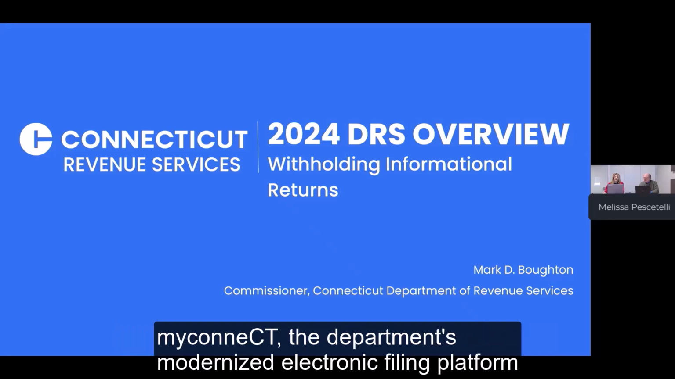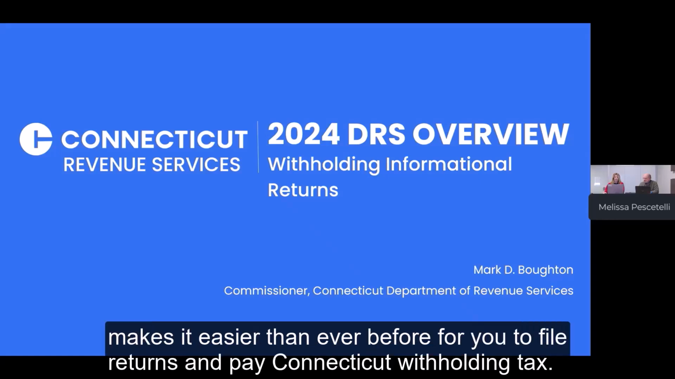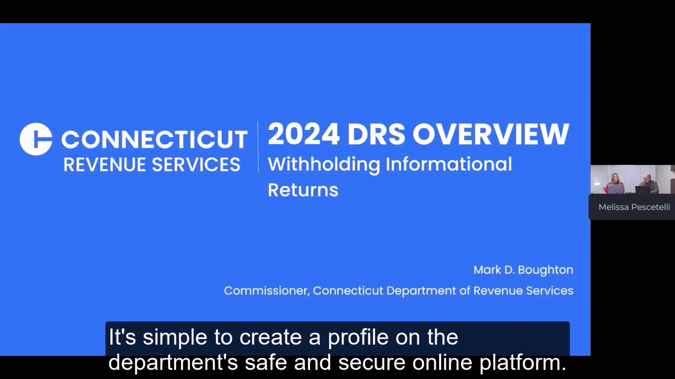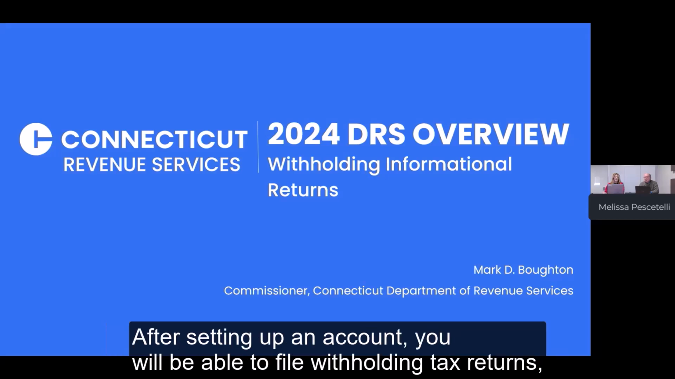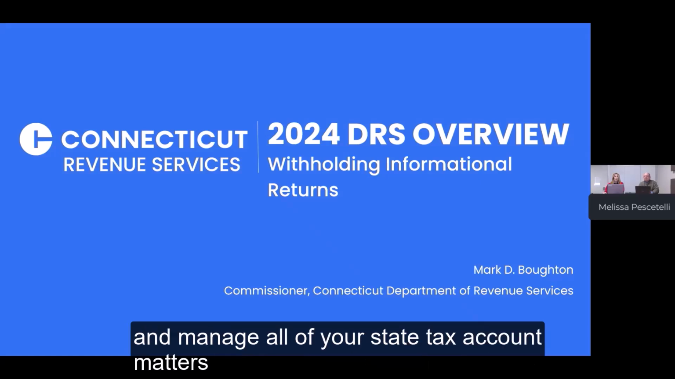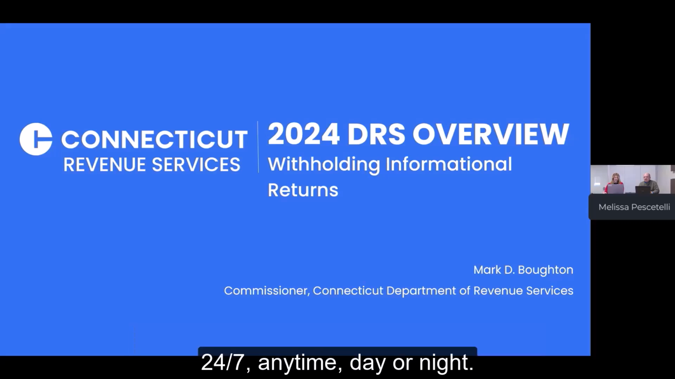MyConnect, the department's modernized electronic filing platform, makes it easier than ever before for you to file returns and pay Connecticut withholding tax. It's simple to create a profile on the department's safe and secure online platform. After setting up an account, you will be able to file withholding tax returns and manage all of your state tax account matters 24/7, anytime, day or night.